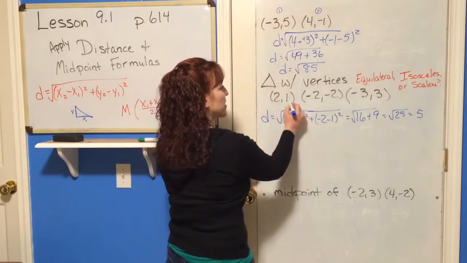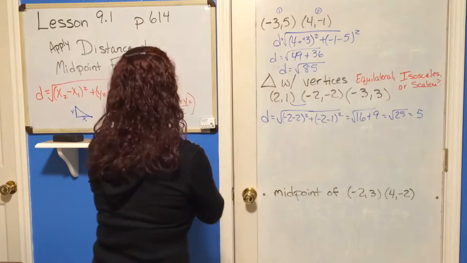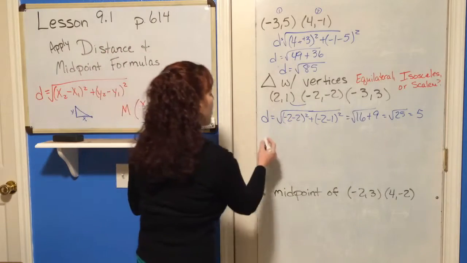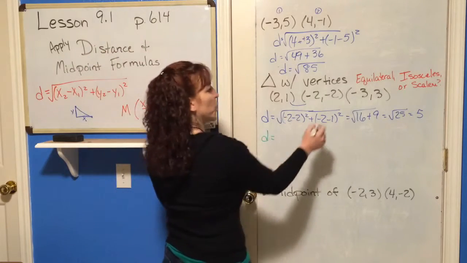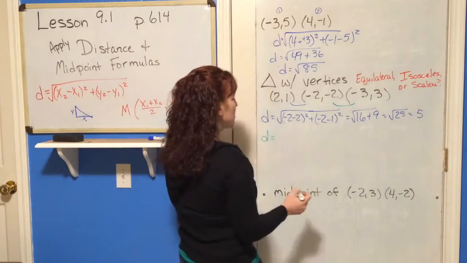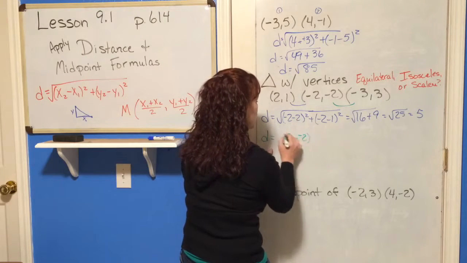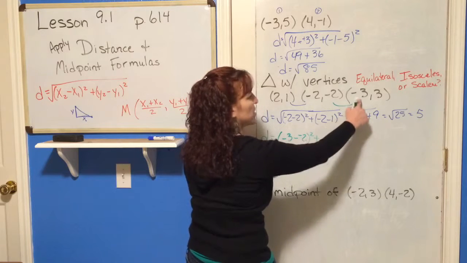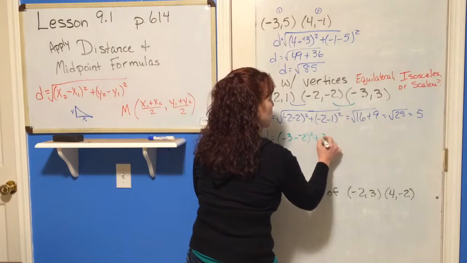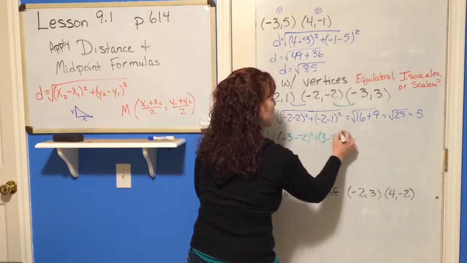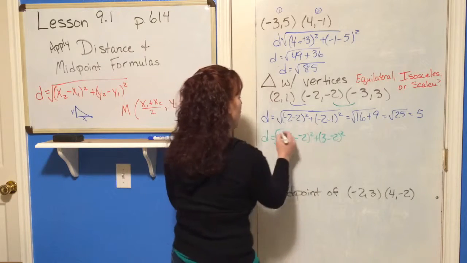So that's the distance between these 2 points. All right, now the distance between these 2 points is going to be negative 3 minus a negative 2, quantity squared. Do you see where I'm getting the numbers? And then plus 3 minus a negative 2, quantity squared. The square root of that whole thing.